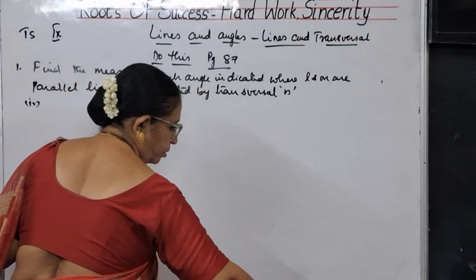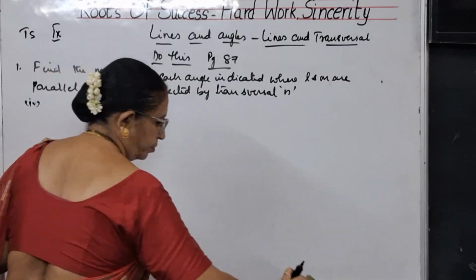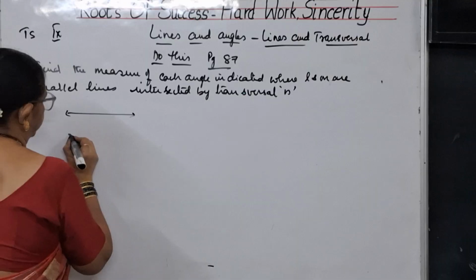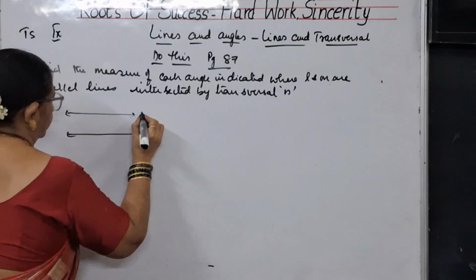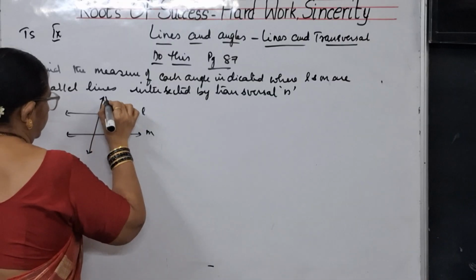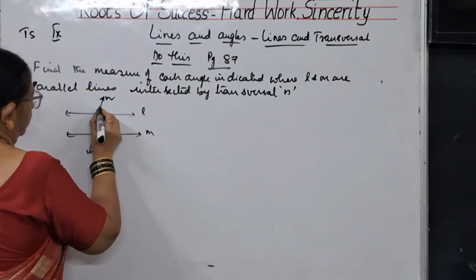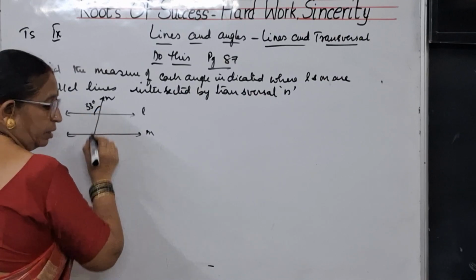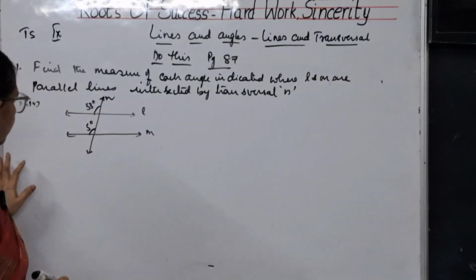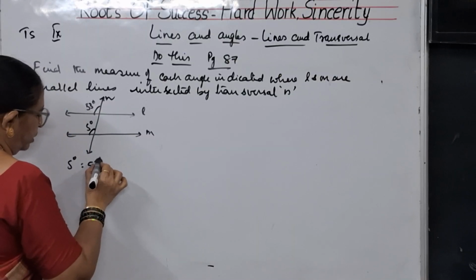Now, fourth bit, you have got L and M. N is the transversal, and here this is 53 degrees, and this is S degrees. So, S degrees is equal to 53 degrees.